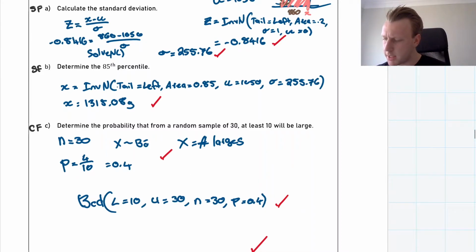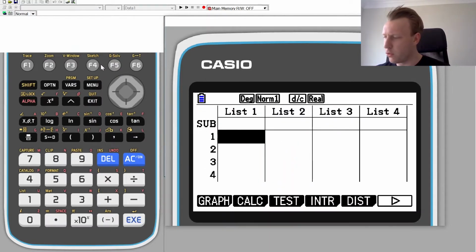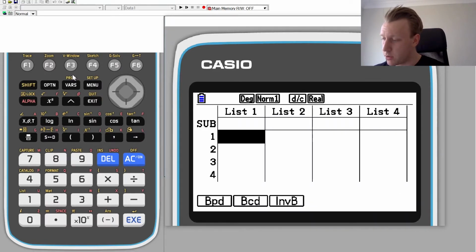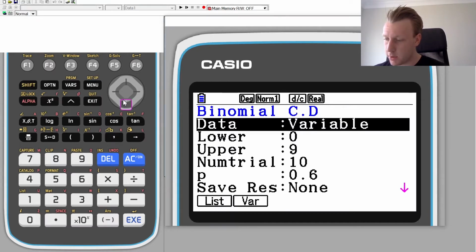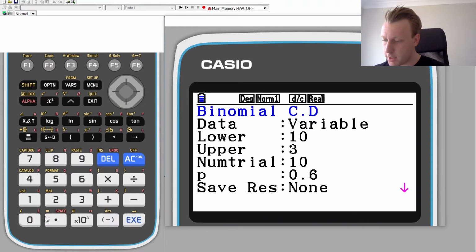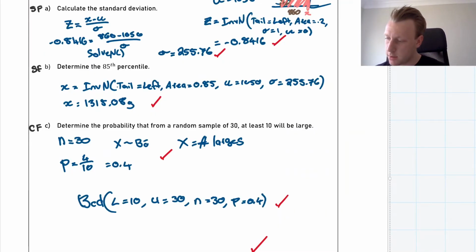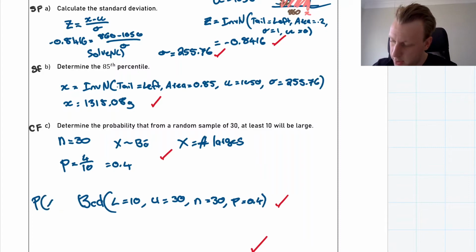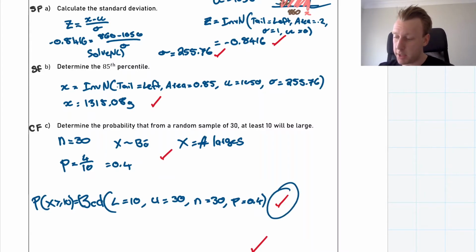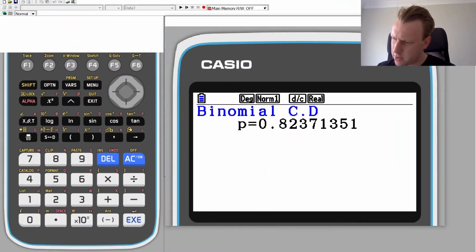Navigating this properly. Again, you can see I've already tripled up on most of the formulas, most of the calculator functions I'm going to be using. So this is binomial CD, where I've got a lower of 10 and upper of 30, n of 30, and probability of success is 0.4. 0.8237. So the probability that x is greater than or equal to 10, I probably need to put that in, otherwise I'm not going to get that mark there. So I'd say the probability that x is greater than or equal to 10 is equal to 0.8237.